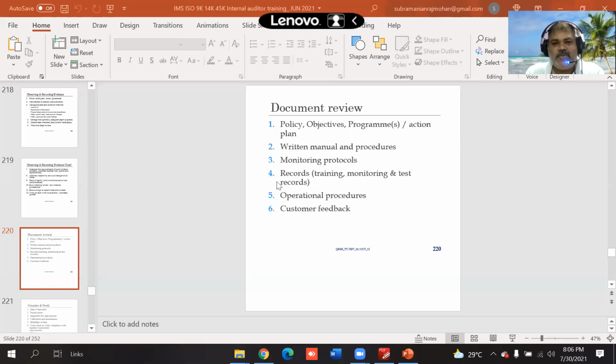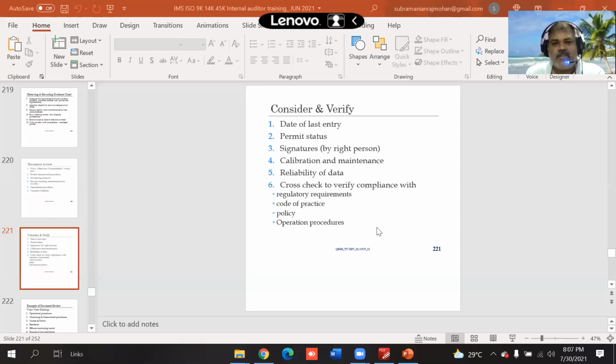For document review, you can do a lot of things. Policy, objectives, written manuals, procedures, monitoring protocols, records, training, test records, operational procedures and customer feedback. Whatever is relevant to the documents, they can check. Consider and verify the date of last entry, permit status, signatures, whether he is the right person, and the reliability of data. You can cross-check and verify compliance with regulatory requirements, codes of practice and policy.